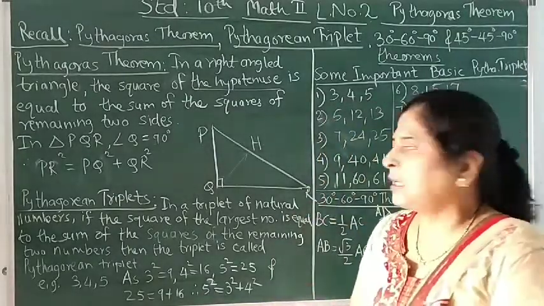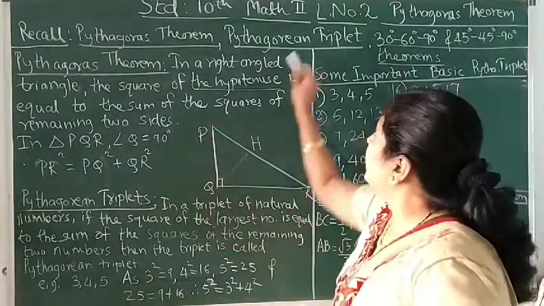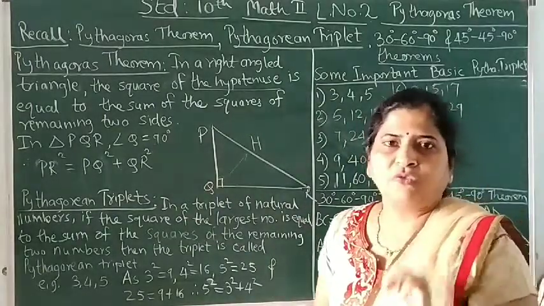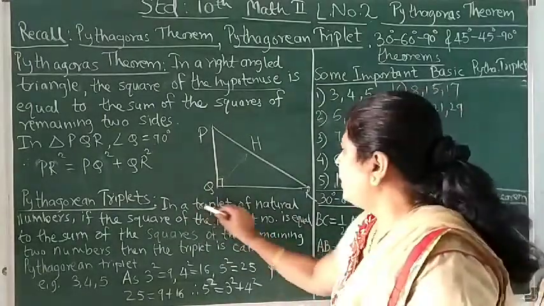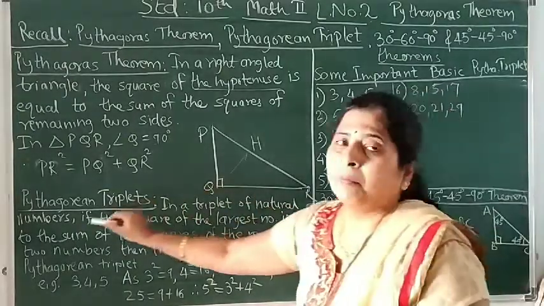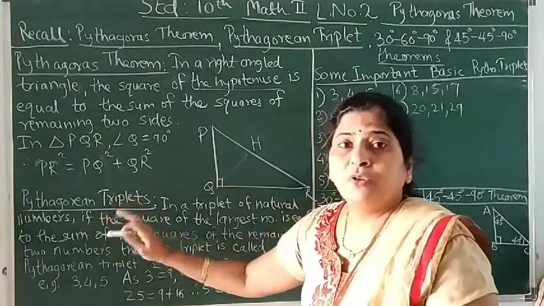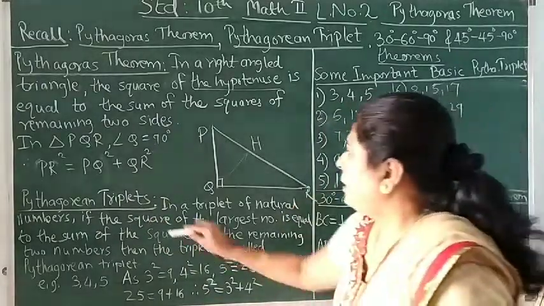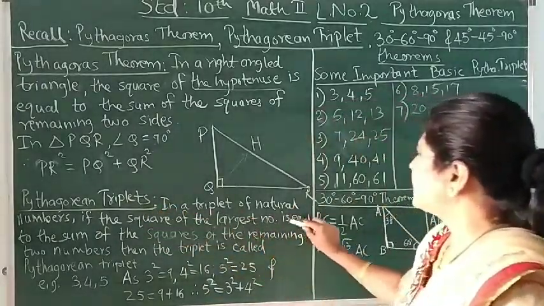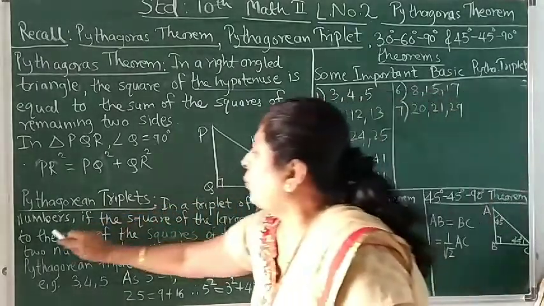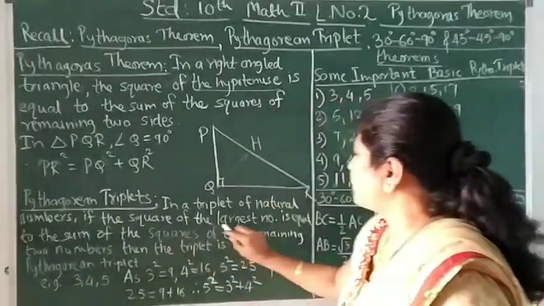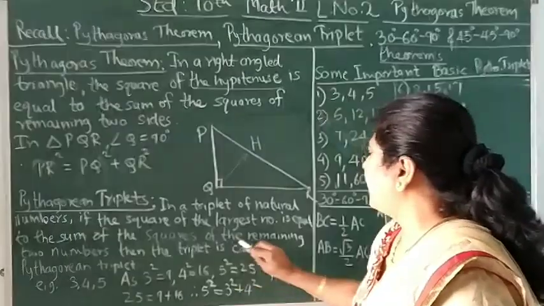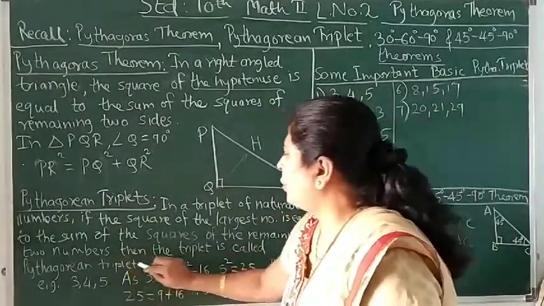One more thing we have studied is what a Pythagorean triplet is. What is a triplet? Triplet means a set of three numbers. So in a triplet of natural numbers, if we have three natural numbers together, and the square of the largest number is equal to the sum of the squares of the remaining two numbers, then the triplet is called a Pythagorean triplet.